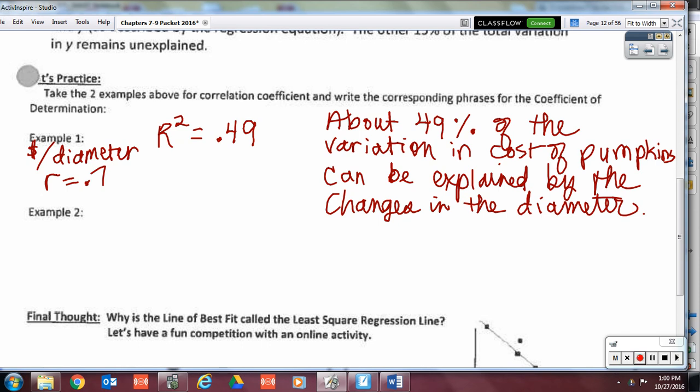That means 51% of those changes are attributed to something else. What else could be attributing to the different prices of pumpkins? If they have bruises, yeah, their quality, the type of pumpkin they are, the coloring, where you purchase them. Okay, Walmart versus Central Market. I mean, boom, right there. So we know 49% is happening because of the changes in the diameter, that size.